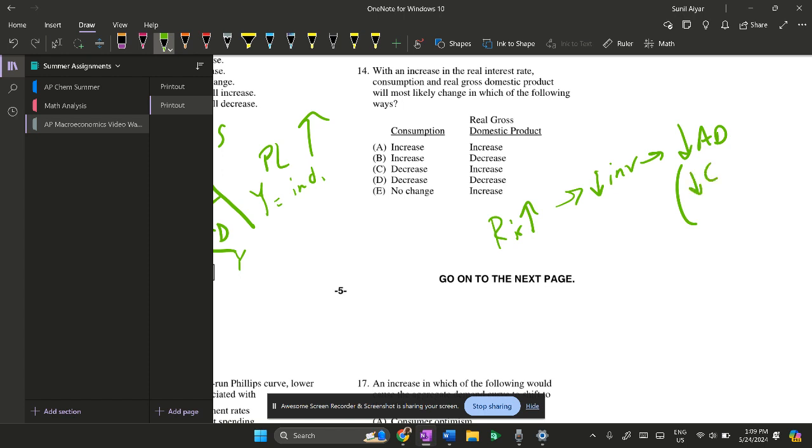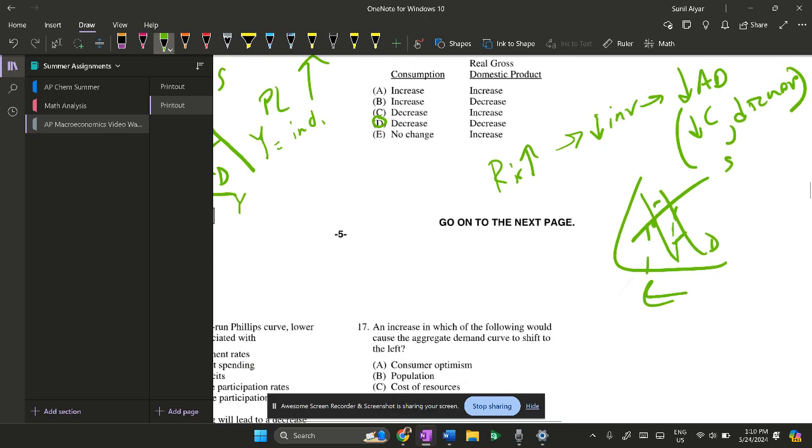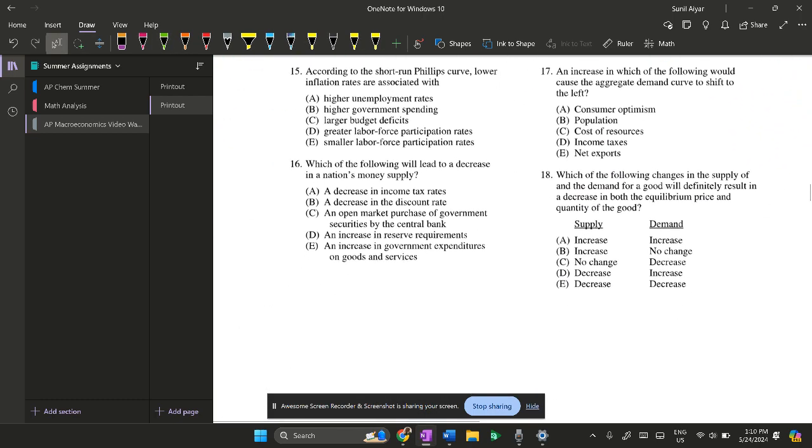So now we have a decrease in consumption and then an increase in our GDP. So we're looking for a decrease, increase, except real GDP would not go up. It would decrease. Little mistake there. Caught it though. Decrease in AD, obviously. We can just draw it out. AD, pop, pop, pop. We go backwards. So yeah, 14 is D there.